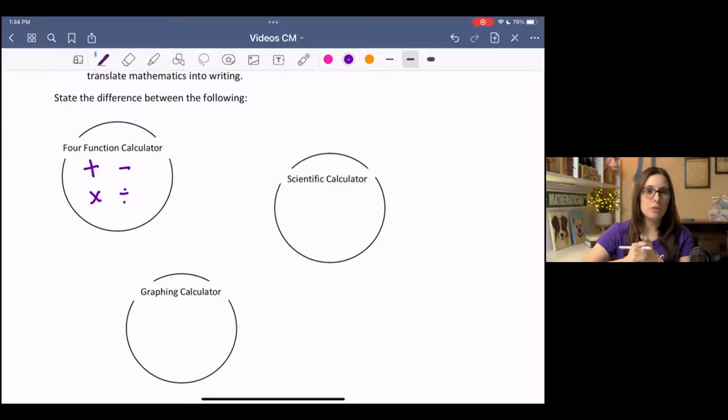Or if you go to the store and they have, sometimes they're really big with really big numbers on them, and they're super, super inexpensive. Those are four function calculators. They're basic math type of thing.